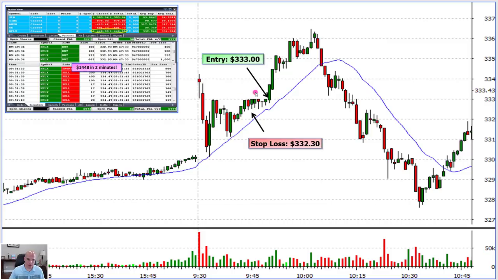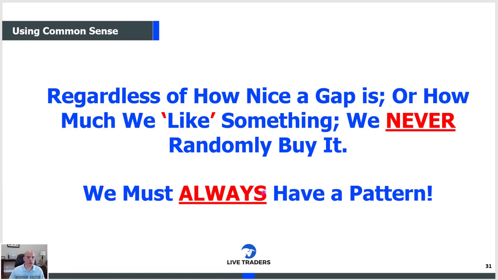Your entries are stop limit orders, and your stop losses are market orders, stop market orders. Okay? So regardless of how nice a gap is or how much we like something, I get this comment a lot in the chat room, we never randomly buy it. We must always have a pattern. And guess what? Every pattern has an entry, stop, and a target predetermined.